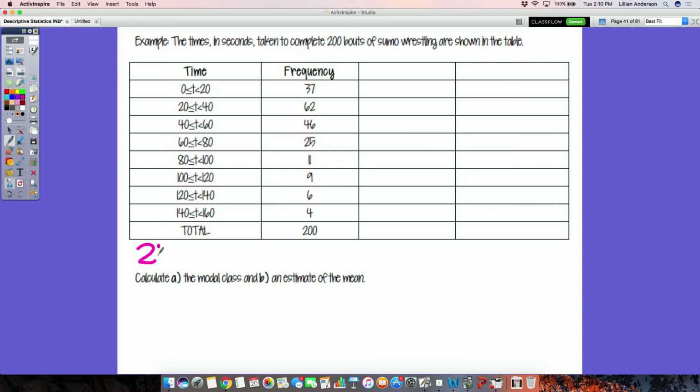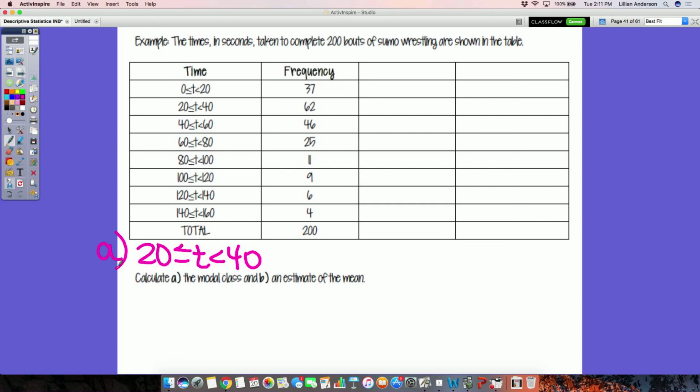20 to 40. So how it's written is how you should write it as well. Do not deviate from what they give you. The modal class is between 20 inclusive and 40 exclusive seconds, because these are measured in seconds. So it's easy. It's a write down problem. The modal class will always be a write down. The mode will always be a write down question. Little work. But the mean, however, that's where the points are really going to come in.